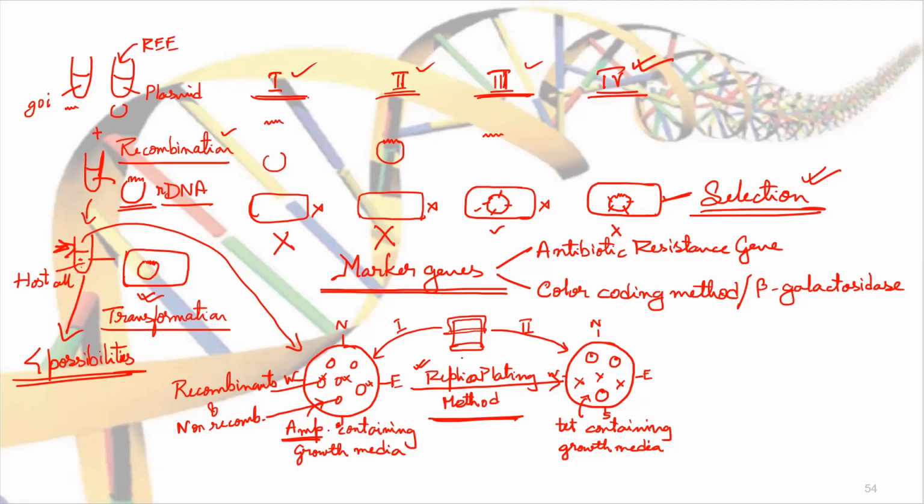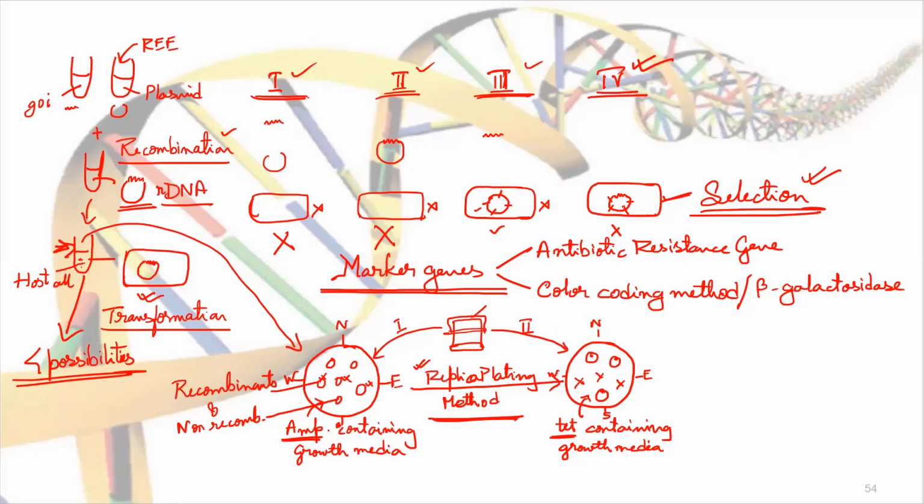We take a beaker. At the bottom of the beaker, we put a paper, right? And we will press this beaker against the first plate so that some of the bacteria from the colonies will be transferred to this velvet paper, and then we will press that beaker into another plate which contains tetracycline media.